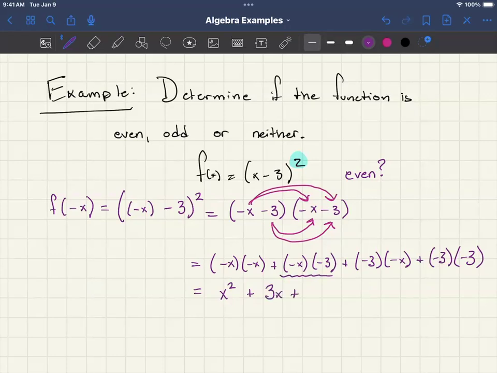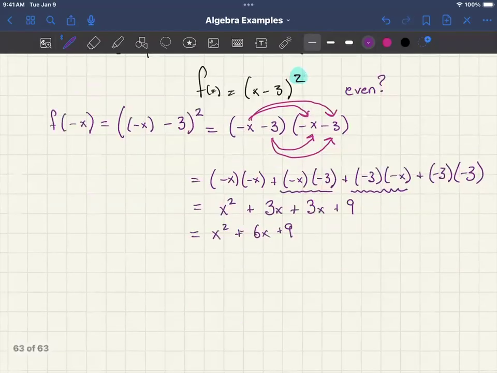I'm going to put the 3 in front because we kind of like to have it that way. Next term, same thing. This ends up being 3x. In our last term, 3 times 3 gives us a 9. And again, those negatives kill each other off. So we end up with x squared plus 6x plus 9.